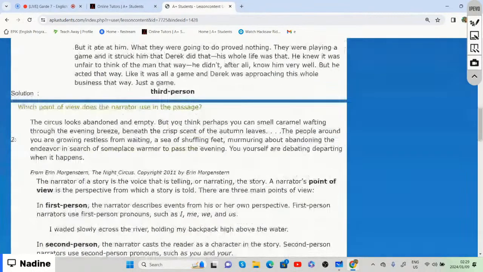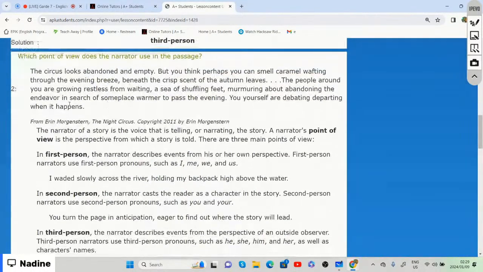All right, so now we're going to look at another one. It says, which point of view does the narrator use within the passage?